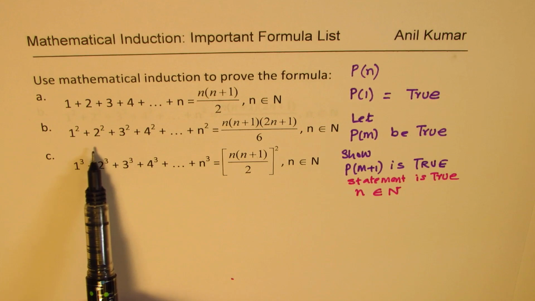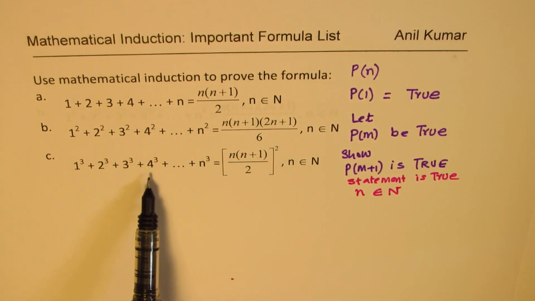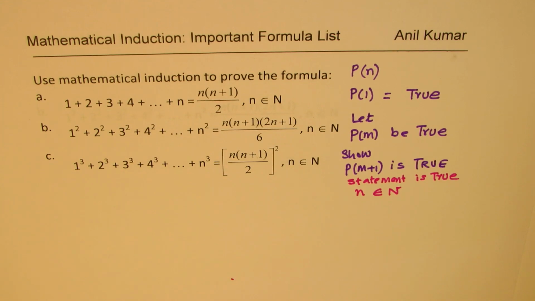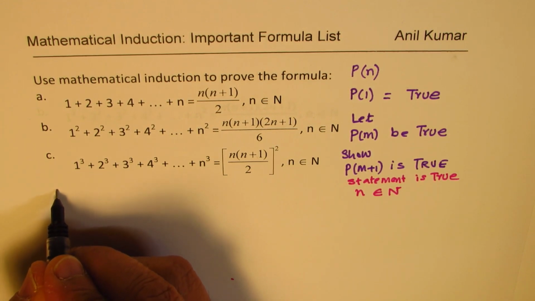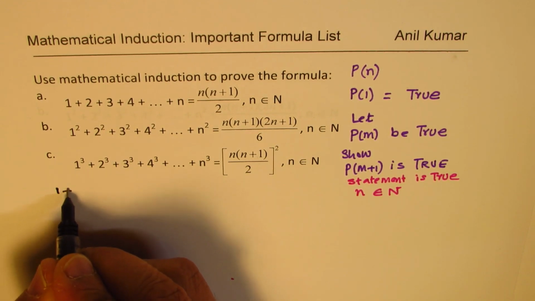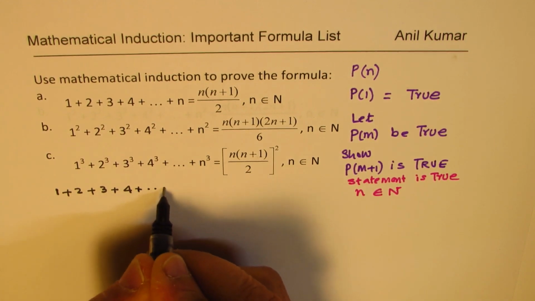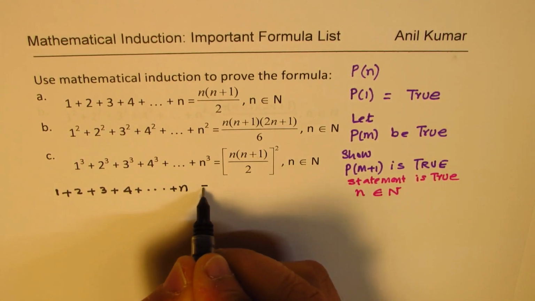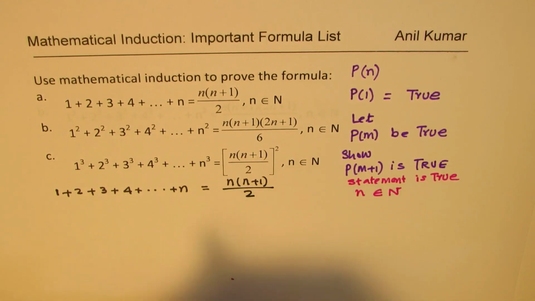Then we have another question where we are saying sum of squares formula and then sum of cubes formula. These are three very important formulas which all of you should always remember. So let's begin with the solution for the very first one, which is 1 plus 2 plus 3 plus 4 plus so on till n is equal to n times n plus 1 over 2.